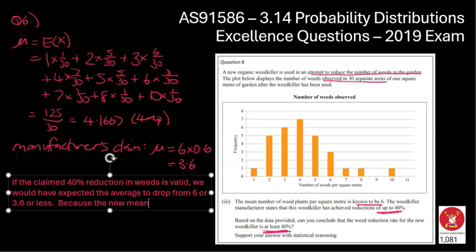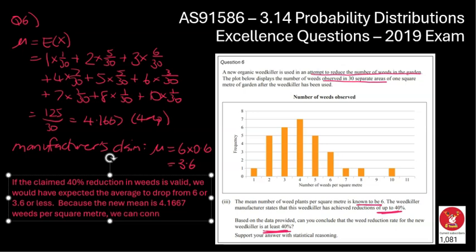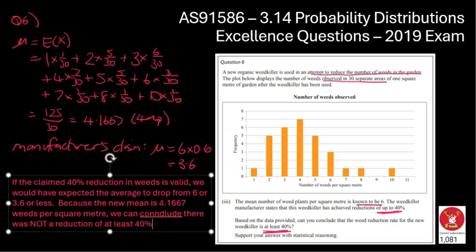Because the new mean is 4.1667 weeds per square meter, we can conclude there was not a reduction of at least 40%. Forgive my bad spelling there, but that was meant to be conclude. So I think that wraps up this question. That was actually a really nice, easy excellence question, maybe one of the easiest ones we've seen in this exam, but hopefully you found them useful.